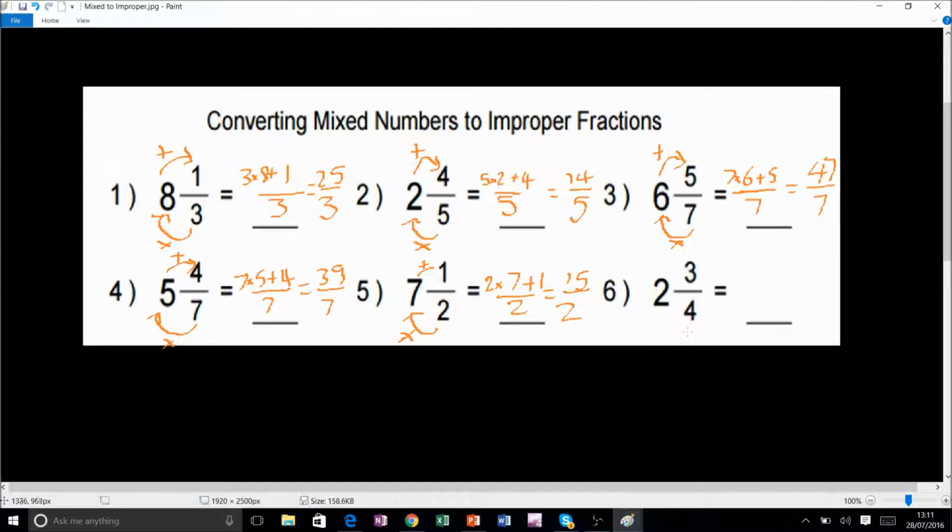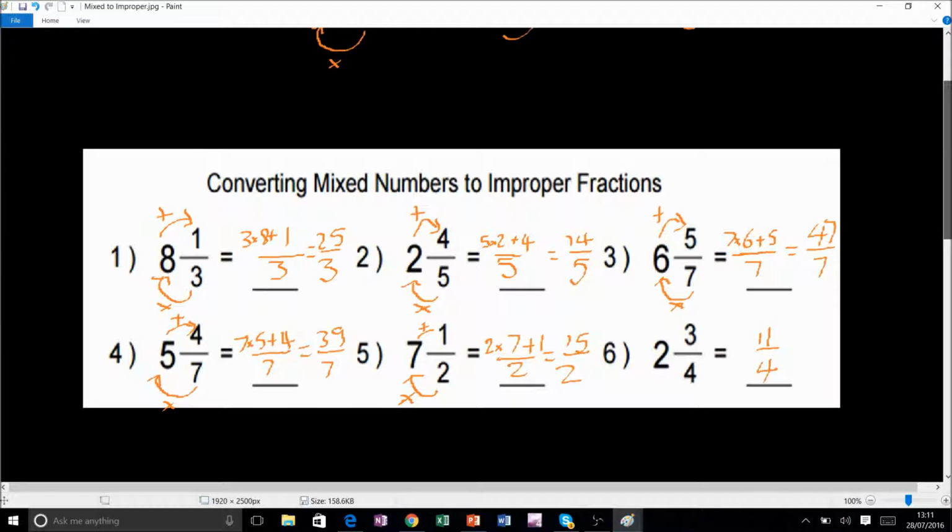Now the last one, I'll let you guys think of doing that. You can pause the video because I'm just going to write down the answer. The answer to this one is going to be 4 times 2, which is 8. 8 plus 3, which is 11. 11 over 4. So guys, in short, that's how to convert mixed numbers to improper fractions.